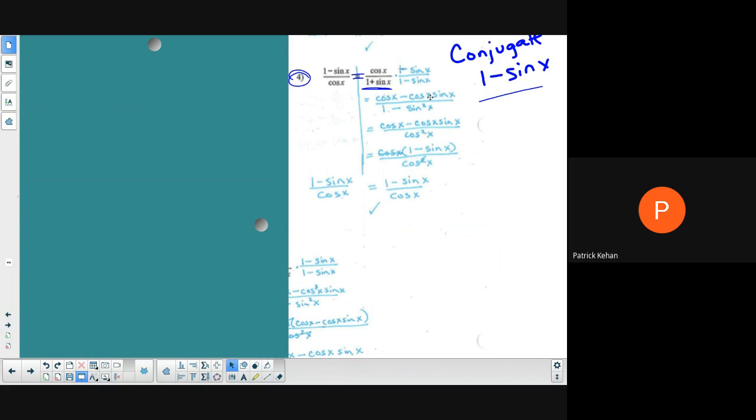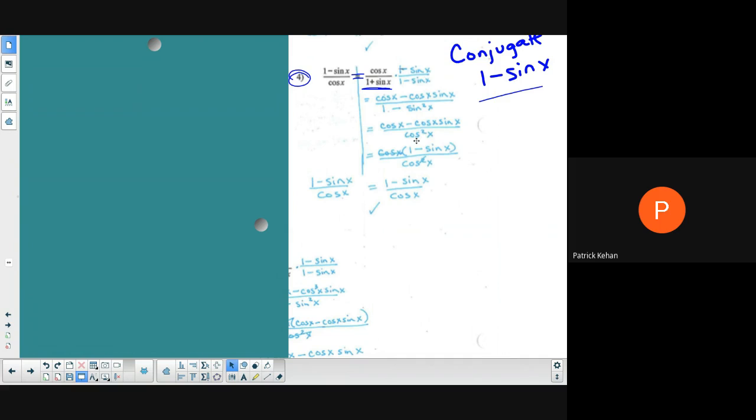And then in my denominator, this value right here has actually been simplified. So you're going to FOIL and you're going to get 1 times 1 is 1. The outer product is negative sine x. The inner product is positive sine x. They negate to 0. And then the last product here, sine x times negative sine x, is negative sine squared x. 1 minus sine squared x is a manipulation of the original Pythagorean identity. So this denominator now is actually equal to cosine squared x. So now I have cosine x minus cosine x sine x over cosine squared x here.